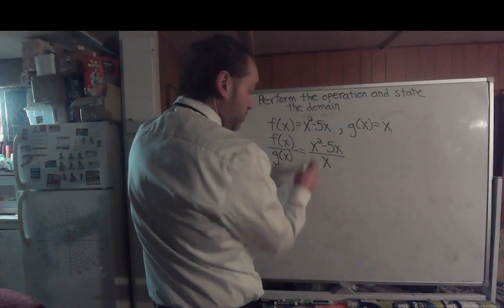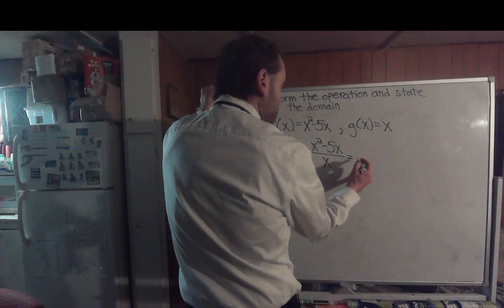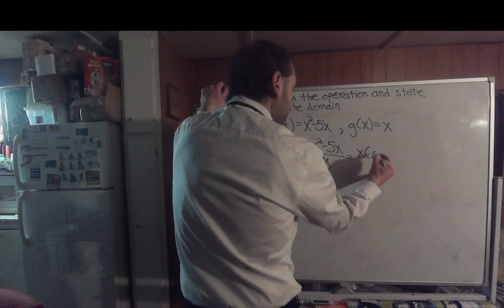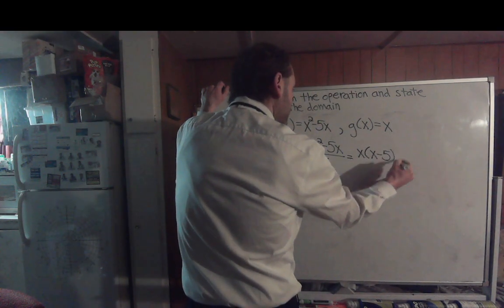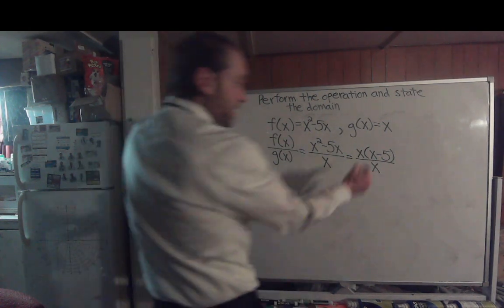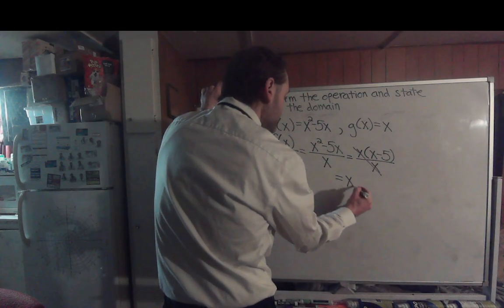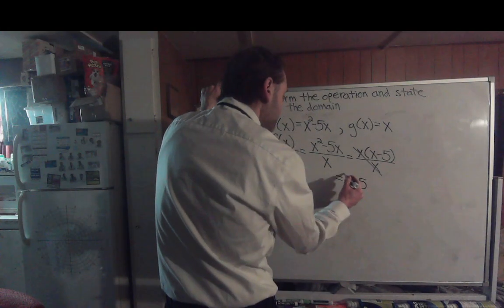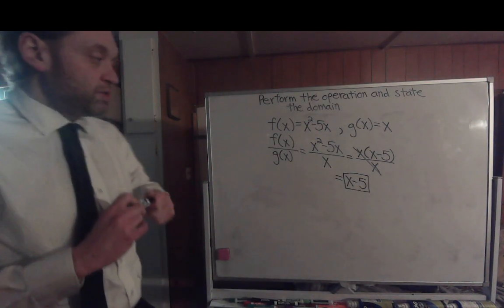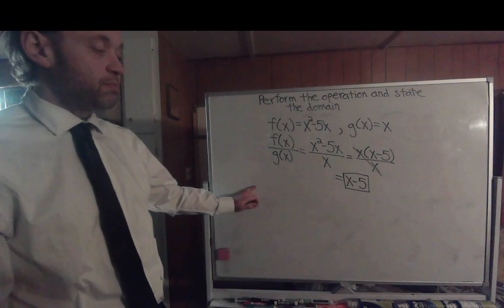Now, what do we notice? We can factor out a common x in the numerator, right? This would be the same as x times the quantity of x minus 5 all over that x. And of course your x will cancel out between numerator and denominator. You literally would just end up with x minus 5. Alright, so you get x minus 5 for the f of x divided by g of x.